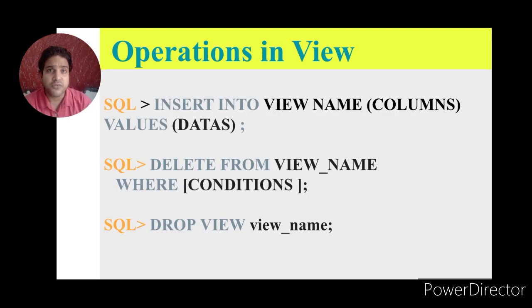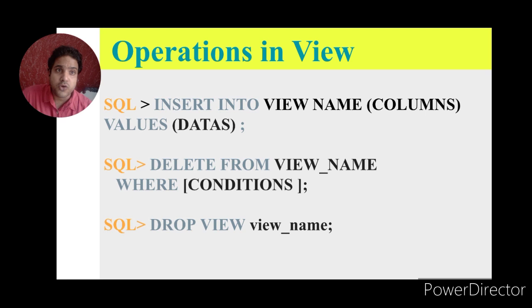If all the conditions are accepted for a view, the user may perform insert, delete and drop commands like on a table. You can see the same thing here on the screen. Insert into view name, columns, values, data, like inserting a row in a table. This is the insertion of a row in a view. One more thing: insertion in a view will also impact the table from which it has been created. The table also gets a row added according to the view.